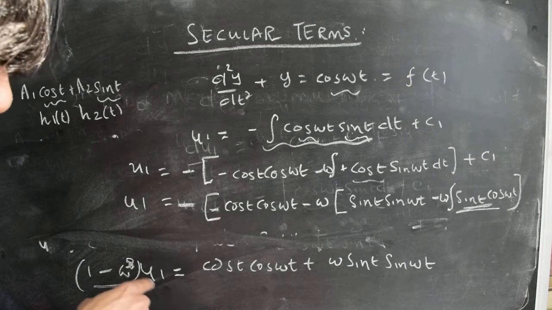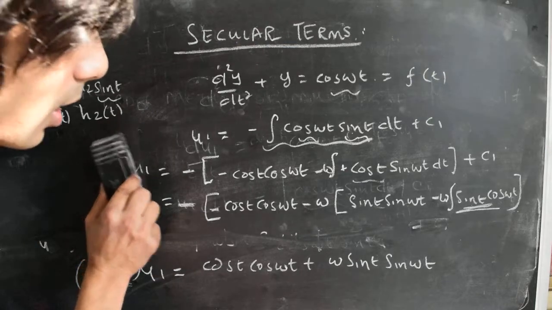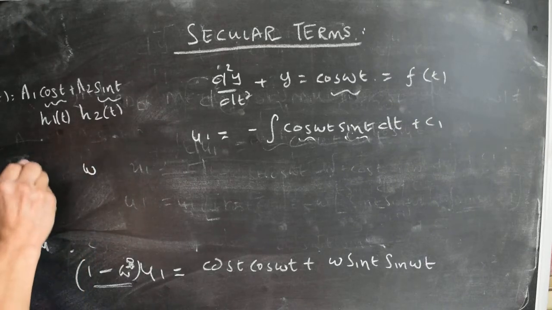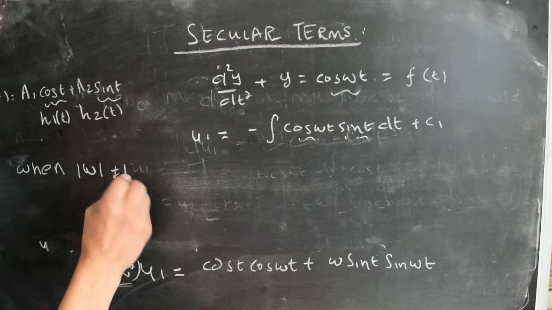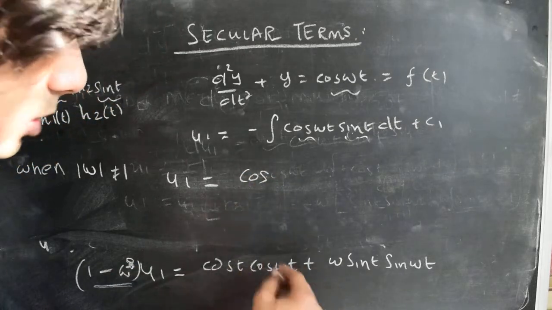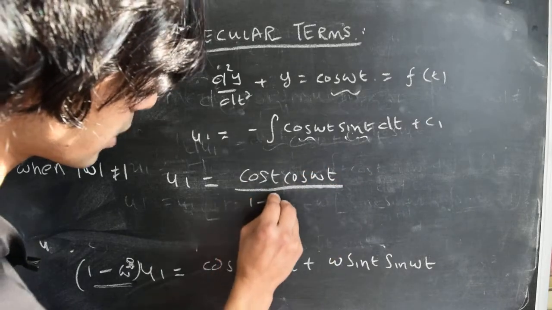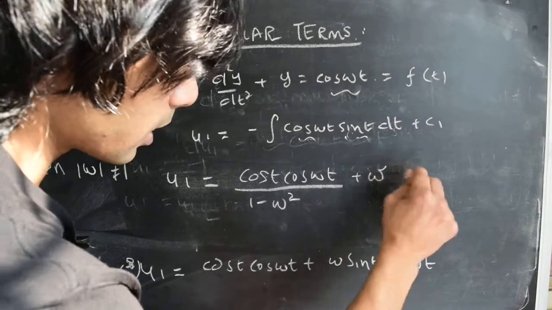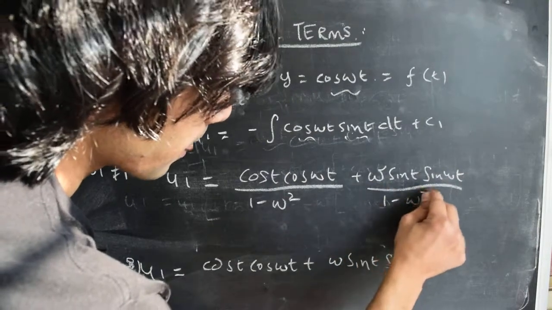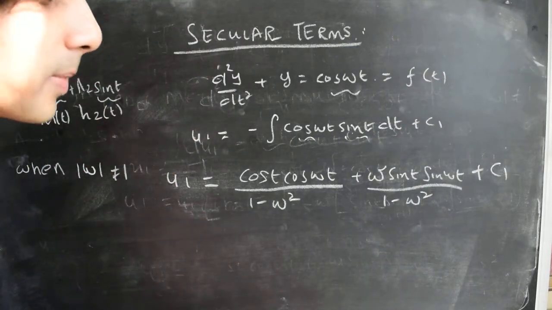So in order to find u1, we need to divide both sides by 1 minus omega square, which is only possible when omega is not equal to 1. And therefore, when mod of omega is not equal to 1, u1 takes the form: cosine t cosine omega t divided by 1 minus omega square, plus omega sine t sine of omega t divided by 1 minus omega square, plus this overall constant c1. Okay, so this is the form that u1 takes.